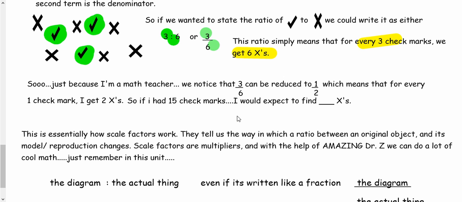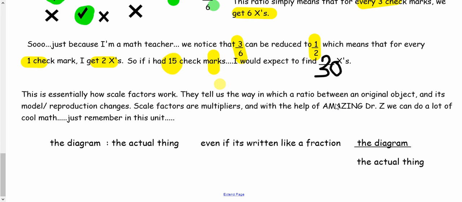So, just because I'm a math teacher, we notice that 3 over 6 can be reduced to one half, which means for every 1 check mark, I get 2 x's. So if I had 15 check marks, I would expect, that's right, 30 x's. It's a ratio, and it tells me how things can change. And that's essentially how scale factors work. They tell us the way in which a ratio between an original object and its model or reproduction changes.